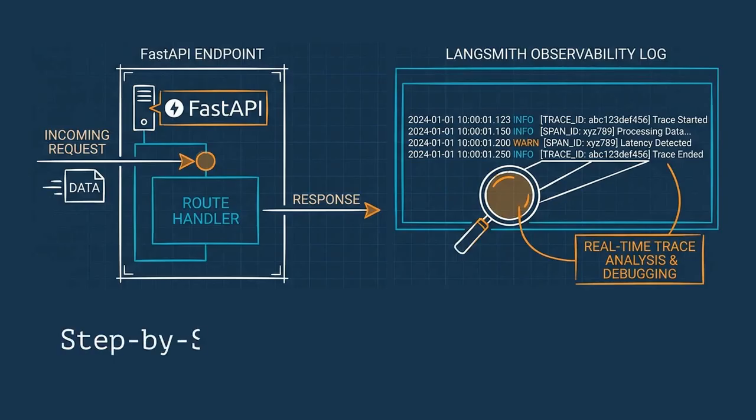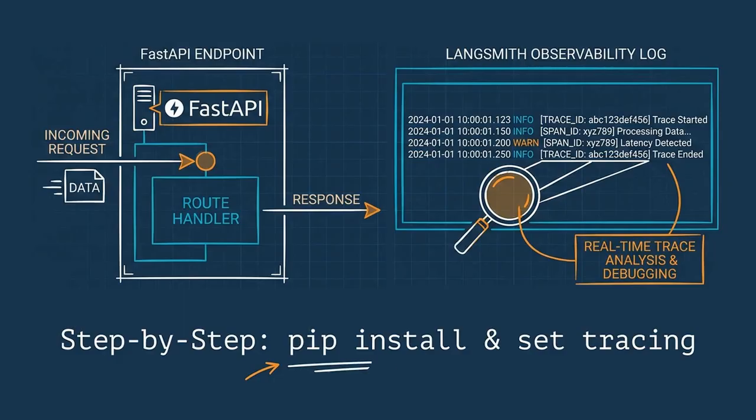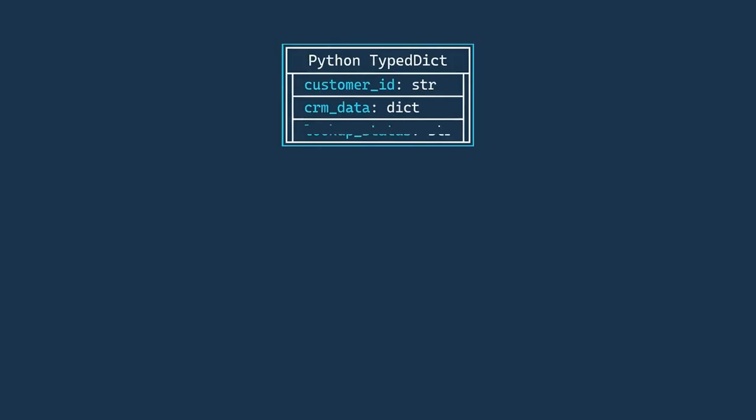Now, the step-by-step build. Start by installing LangGraph, LangChain, and LangSmith via pip, then set your LangChain tracing v2 environment variable to true to enable trace capture from the first run. Define your shared state schema using Python's TypedDict. This is the object that flows through every node in the graph and holds task input, intermediate results, and final output.